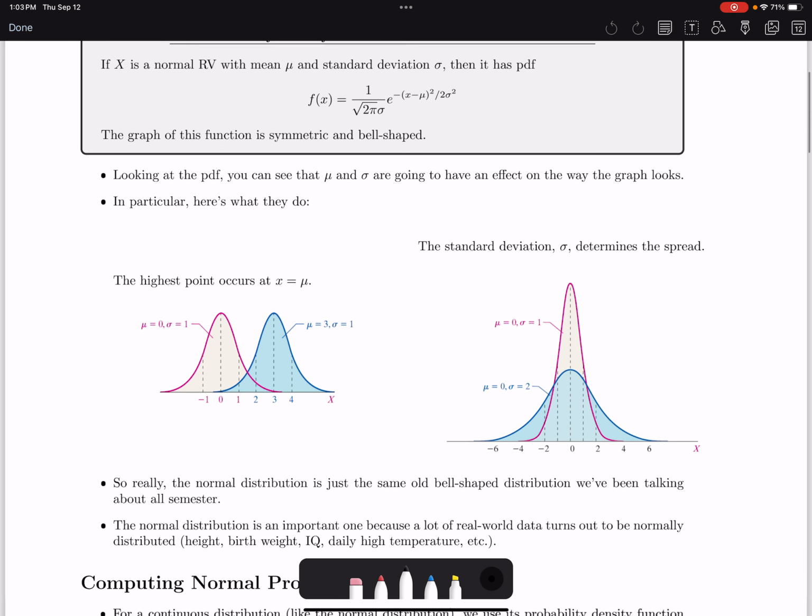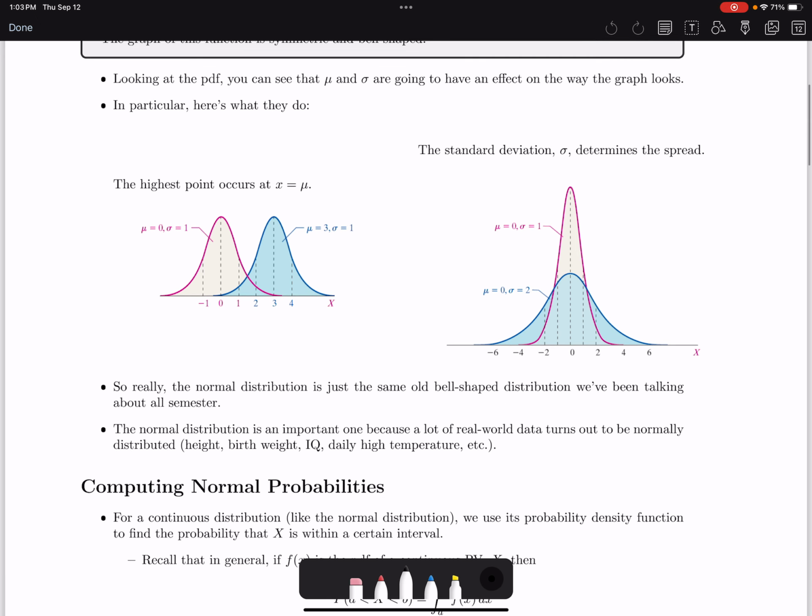In particular, here's what mu and sigma do. The highest point on our graph occurs at x equals mu. So if you have a case where mu equals 0, then the highest point is going to be here. If you have a case where mu equals 3, then the highest point is going to be here at 3.